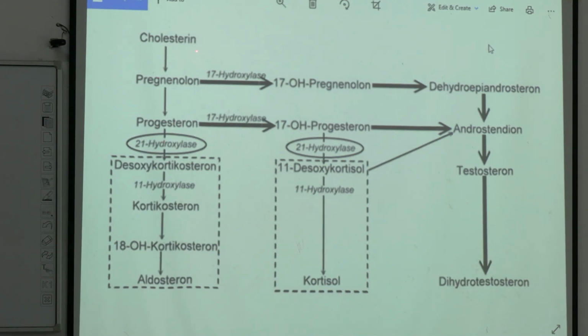First cholesterol, then pregnenolone, progesterone, then aldosterone, or it may be forming cortisol, that is the glucocorticoid. The common glucocorticoid is cortisol. When 21 hydroxylase is deficient, these things will not be formed. Aldosterone and cortisol will not be formed, or formed in reduced amounts. Mostly there will be testosterone and androgens.